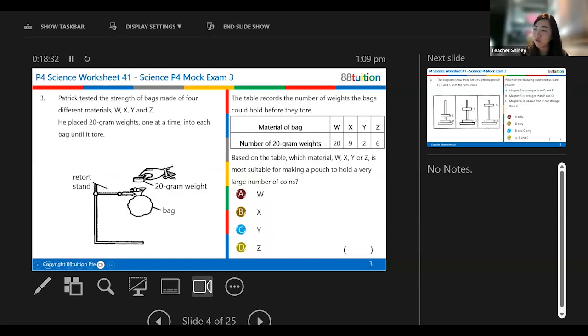Patrick tested the strength of bags made of 4 different materials. He placed 20-gram weights one at a time into each bag until it tore. The table records the number of weights the bags could hold before they tore. Based on the table, which material W, X, Y, or Z is most suitable for making a pouch to hold a very large number of coins?